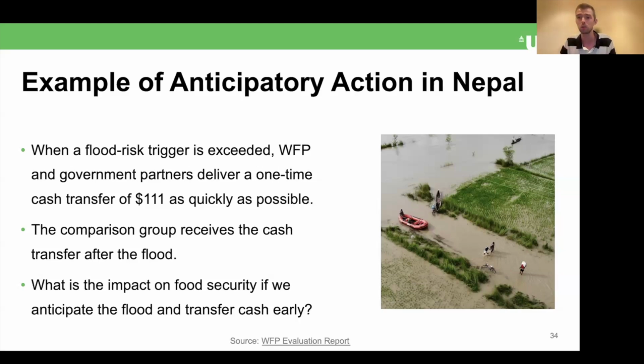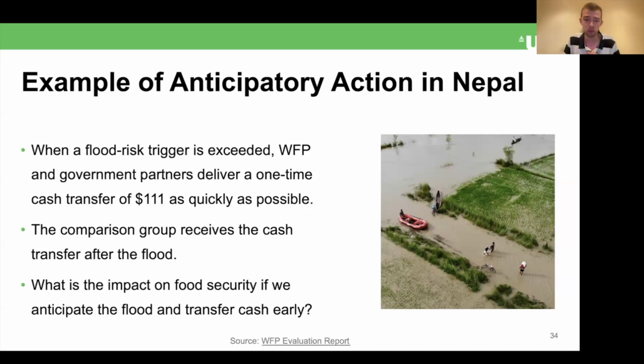Okay, so the advantage of the more traditional way is we know exactly who is impacted. Well, when we anticipate a flood, we do not know yet who exactly is going to be impacted. We only have an idea about the prediction, right? So we want to understand whether there is a significant improvement in the household's food security, for example, if we anticipate and transfer cash earlier.